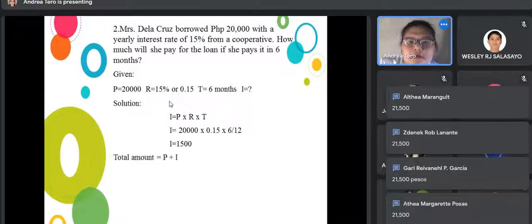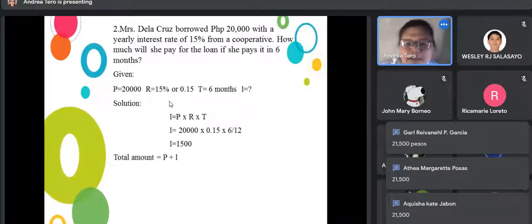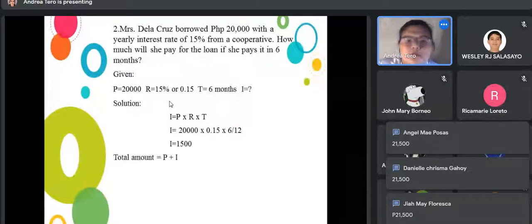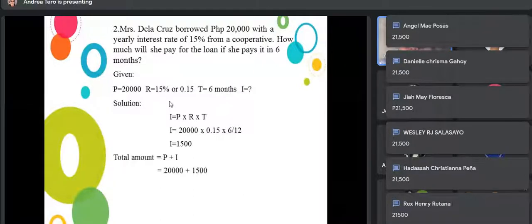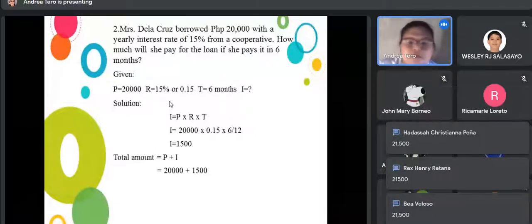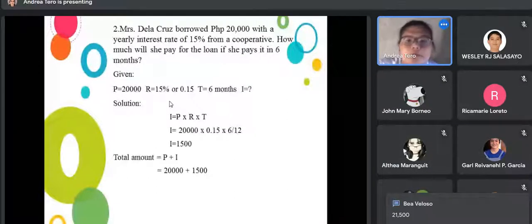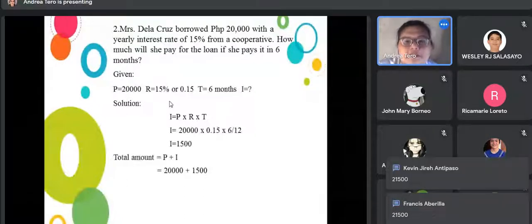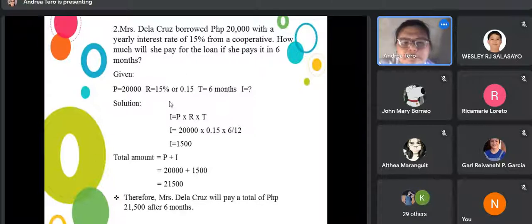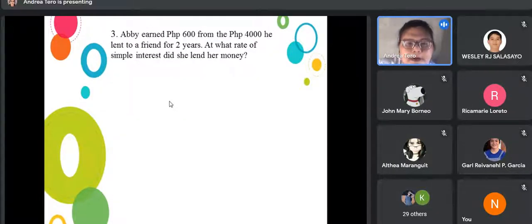That includes your principal amount plus your interest. Yes, Isha, 1,500. Very good. Daniel, very good. Okay. That's very important, guys, that you need to be mindful of how the questions are stated. So therefore, Mrs. De La Cruz will pay a total of 21,400 for 6 months for the loan.